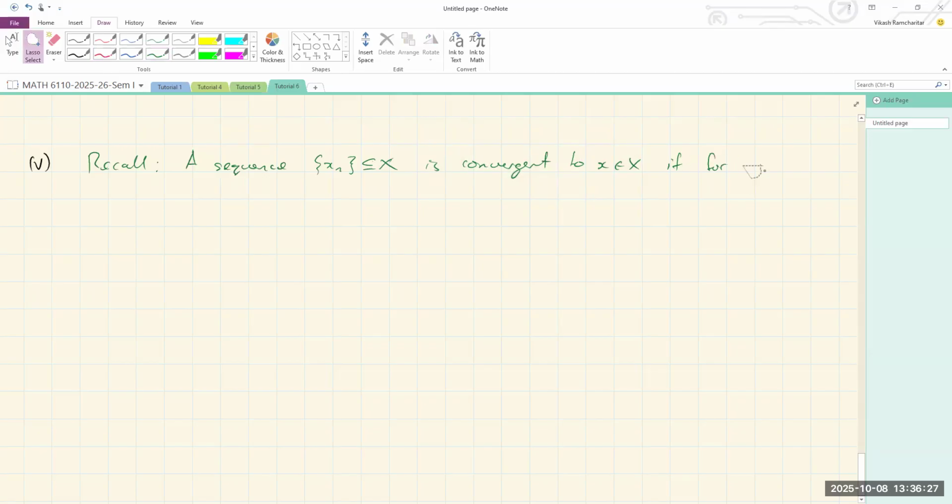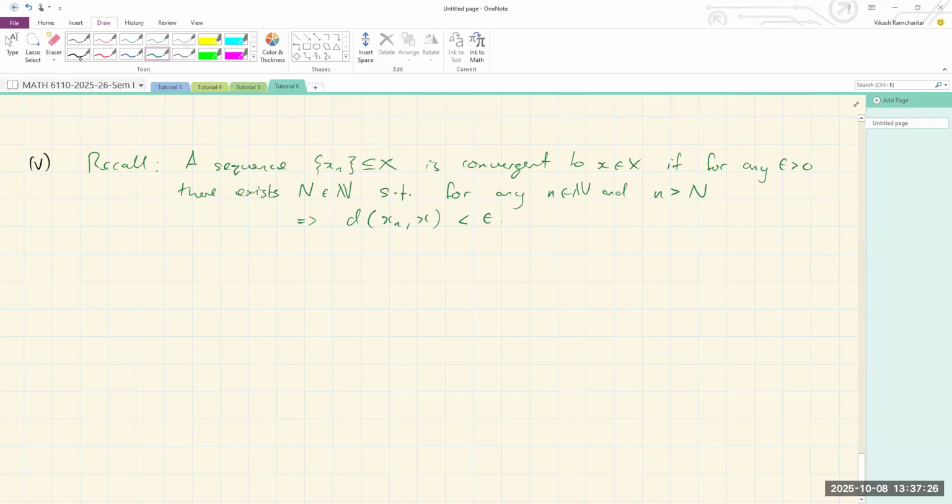for any given epsilon bigger than 0, there exists a natural number, let's do capital N, a big natural number, such that for any other natural number bigger than this, this implies that the distance between xn and x is less than epsilon. Okay.